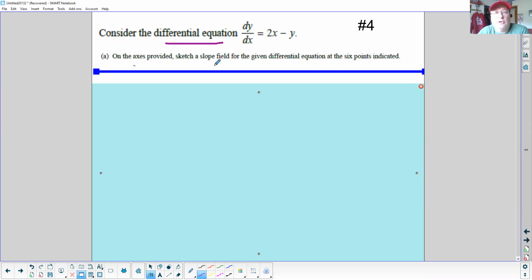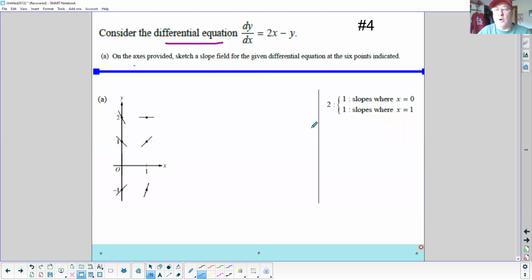This is where the 2015 exam takes a little bit of a turn, and it starts to get a little bit more challenging, particularly on the last part. So the first couple parts are not so bad. On the axis provided, sketch a slope field for the given differential equation at the 6 points indicated. So these are the 6 points.